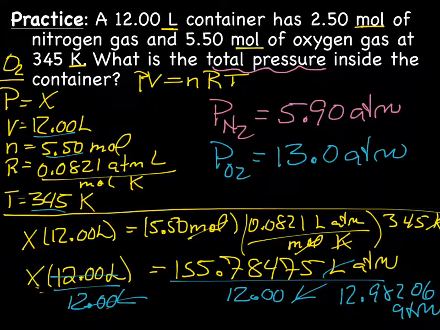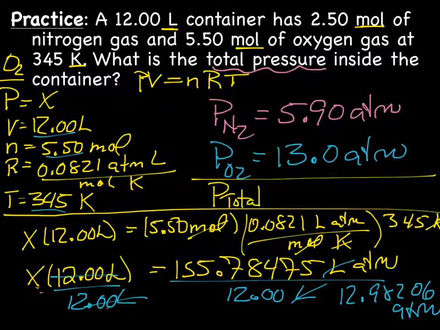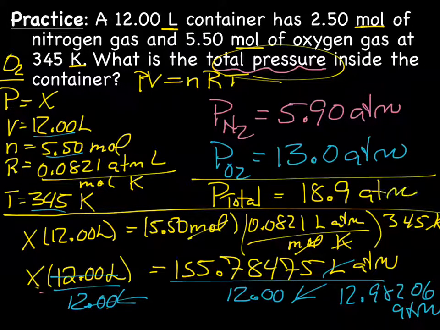So now all we need is the total pressure, which is what the problem originally asked us for. So when we add those two partial pressures together, we come up with 18.9 atm. All right, so that is one way to use Dalton's law in conjunction with other gas laws.